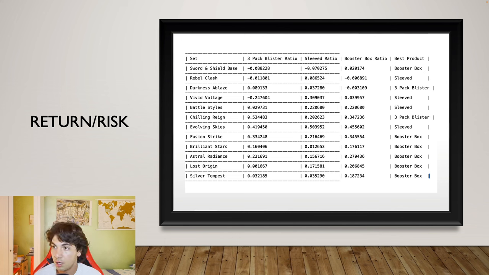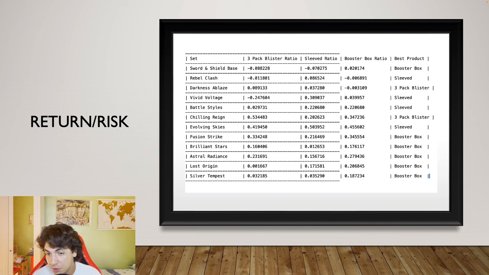And then you have a mix of sleeved boosters and 3-pack blisters for everything in between, from Rebel Clash to Chilling Reign. For Chilling Reign, as you can see, 3-pack blisters more than double outperform sleeved boosters using this measure as a metric, which is quite interesting. So once again, from Fusion Strike onwards, booster boxes were the way to go.